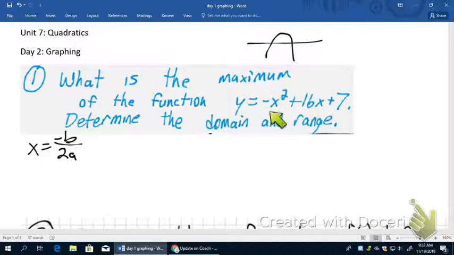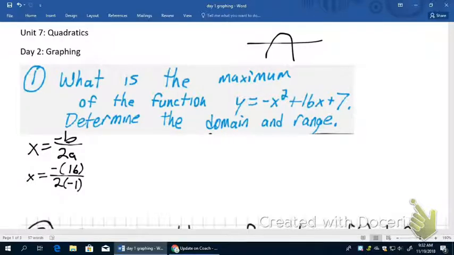Basically what I need to do next is plug in my a and b value to the formula. Now here a is negative 1. When there's nothing there in front of x squared, it's a 1. B is positive 16. C would be 7. That doesn't really impact us right now on finding the x value of the vertex. So x equals, I'm going to substitute those values in. Negative, b was 16, over 2 times a, which is negative 1.